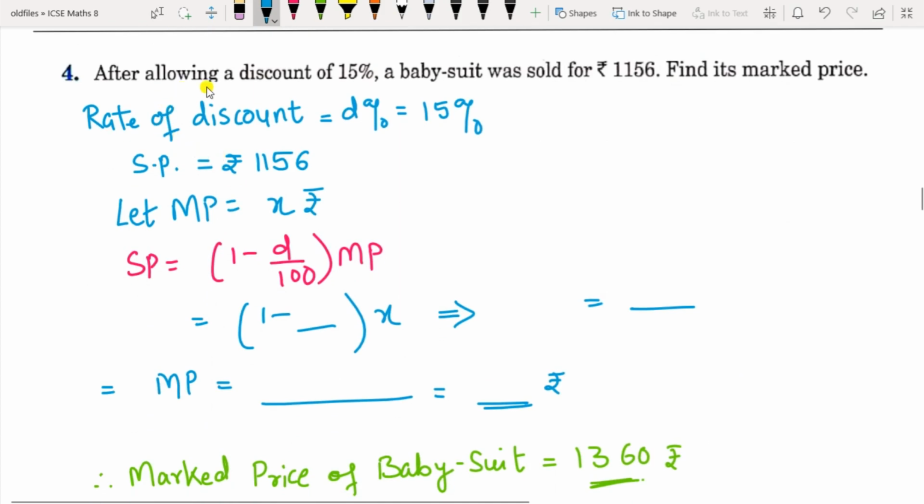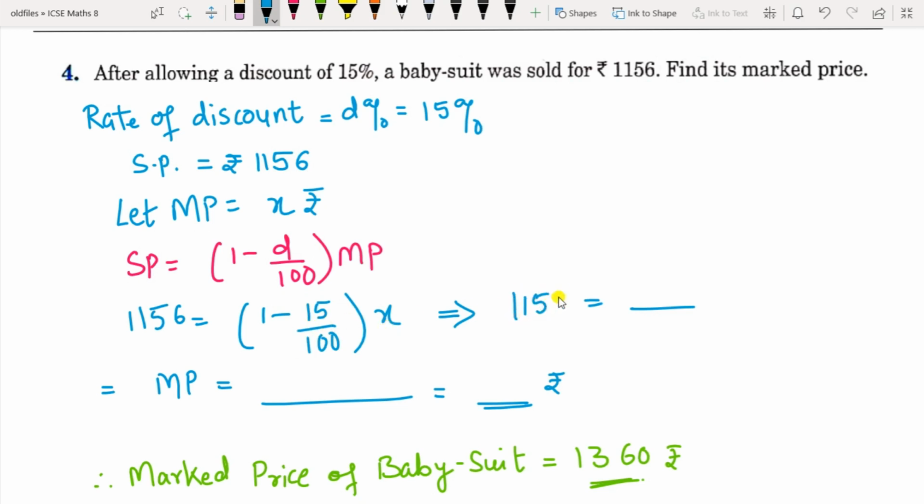Fourth question here: after allowing a discount of 15%, a baby suit was sold for 1156 rupees. Find the mark price. So rate of discount D% is 15%. Selling price of the baby suit is 1156 rupees. So let us now take MP to be X rupees. So selling price is, substituting the values here, 1156 equal to 1 minus discount percentage 15 upon 100 multiplied by MP, which is X. Now you have to take the LCM here.